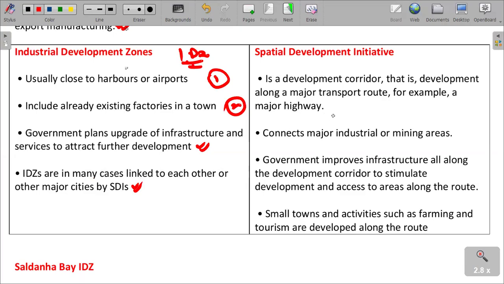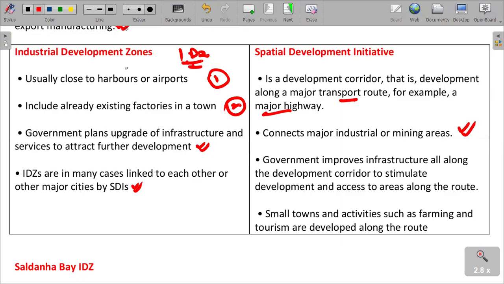So, spatial development initiatives are a development corridor, a development pathway, a development link along major transport routes, for example, major highways. So the major highway is connecting the different places that have potential for growth, connecting major industrial or mining areas.